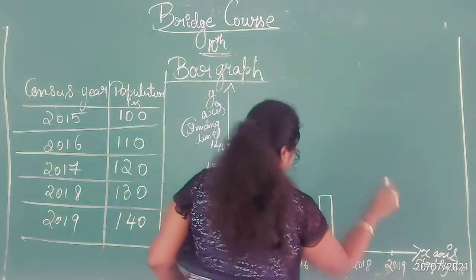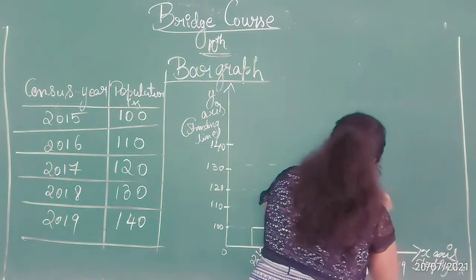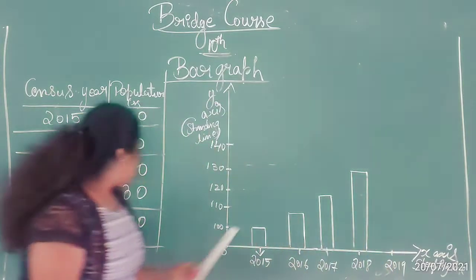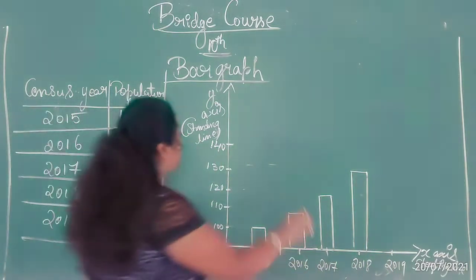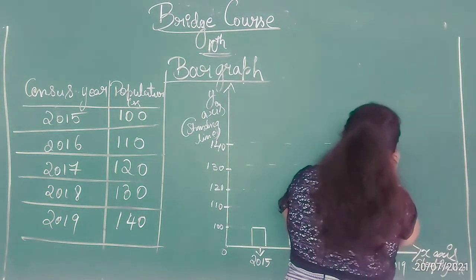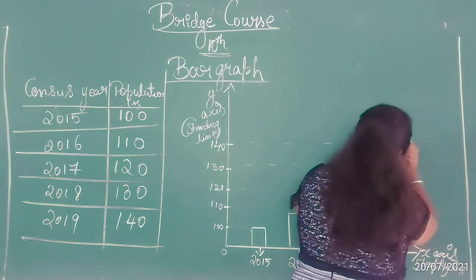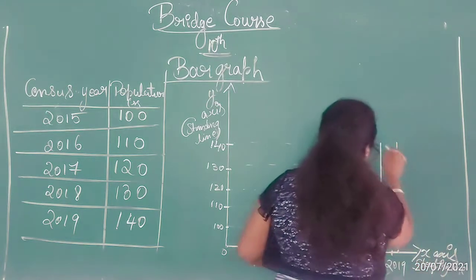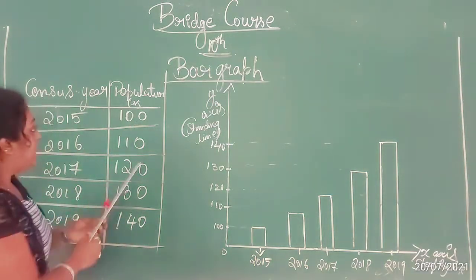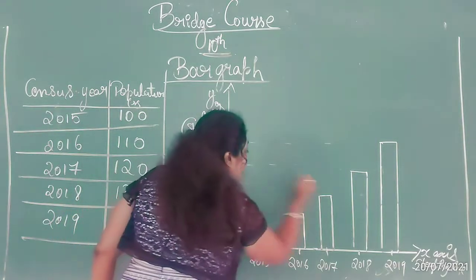Same way. Next, last 2019, 140 to the last one. Okay, see here, I have drawn according to the year and to the number of population. Now once you have drawn, erase this.